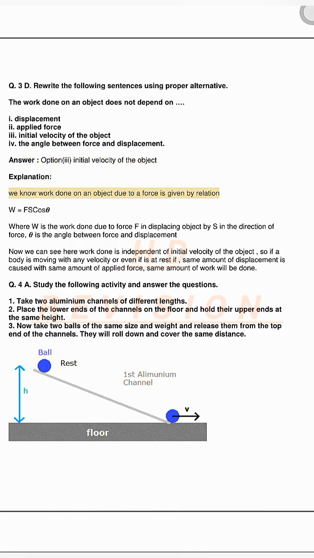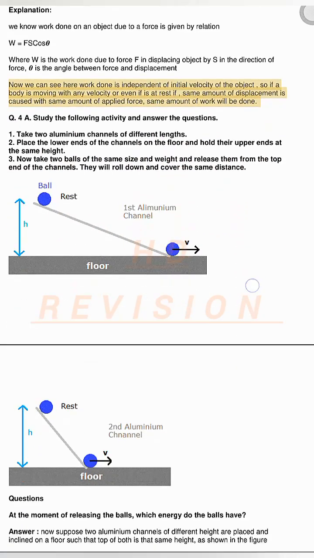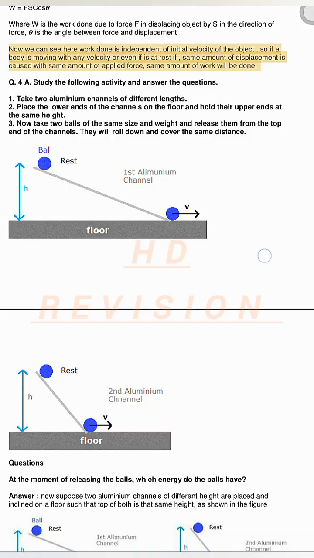Explanation. We know work done on an object due to a force is given by the relation W equals Fs cos theta, where W is the work done due to force F in displacing the object by s in the direction of force, and theta is the angle between force and displacement. Now we can see here work done is independent of the initial velocity of the object, so if a body is moving with any velocity or even is at rest, if the same amount of displacement is caused with the same amount of applied force, the same amount of work will be done.